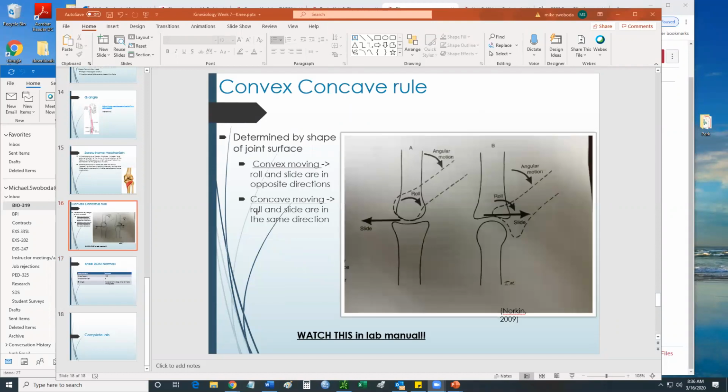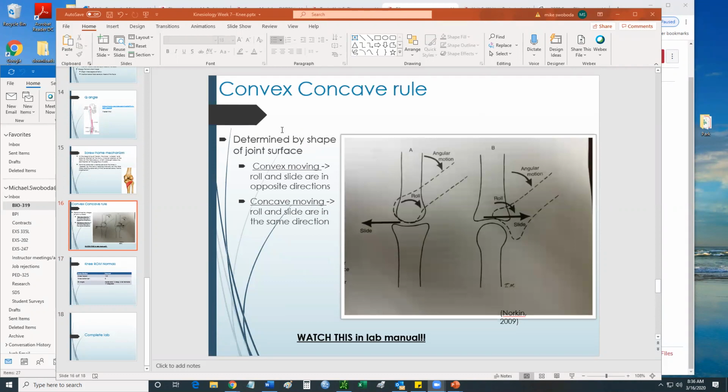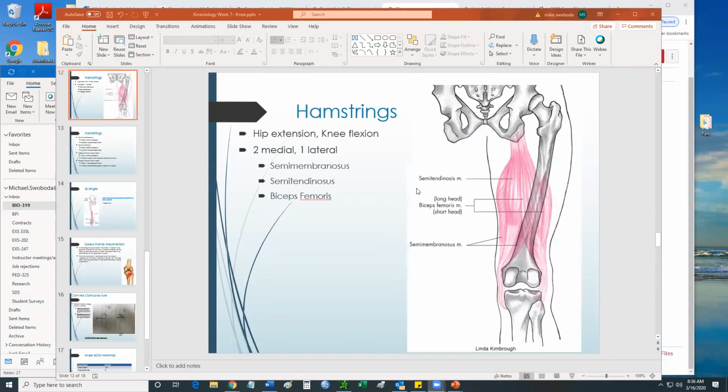All right, how are you guys feeling about the knee so far? Pretty good. Yeah, pretty good. Okay. Does it help by me telling you that the position or the location of your muscles tells you which direction they move? Yes. Yes. Okay.